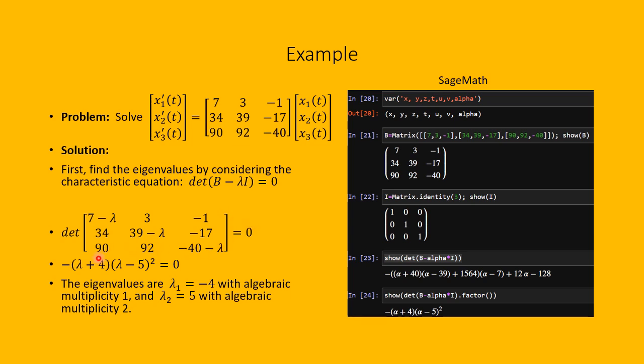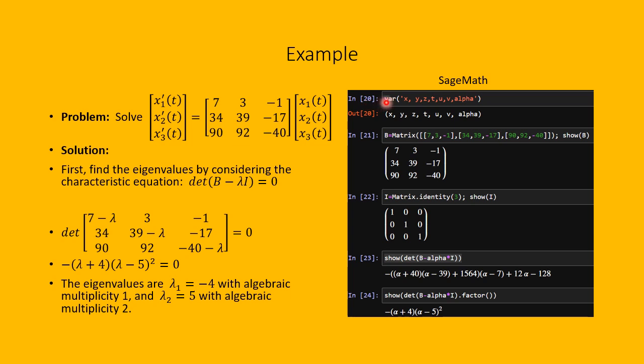When we evaluate this determinant and factor it, we'll find out that we have minus the factor lambda plus 4 times the factor lambda minus 5 squared equals 0. So from this, we can see that the eigenvalues are minus 4 with multiplicity 1 and 5 with multiplicity 2. We can get this using SageMath the following way.